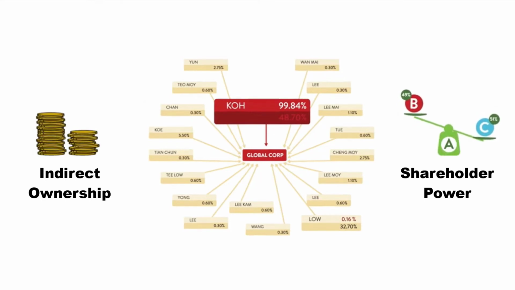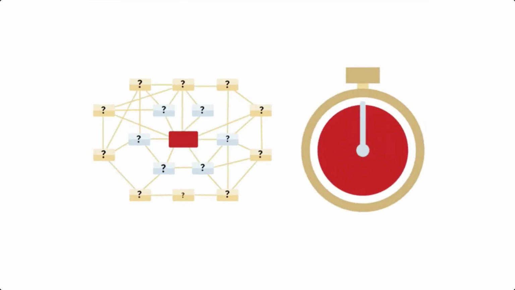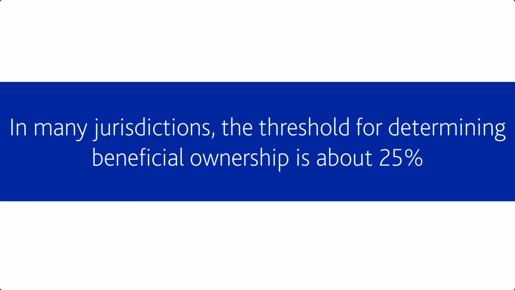Revealing controlling owners has always been important, but the work has been complicated and time-consuming, with direct ownership only addressing the aspect of ownership power and not providing the details of shareholder power and indirect ownership. Let's look at one of the possible applications: identifying the beneficial owners of a company. The definition of beneficial owners varies from jurisdiction to jurisdiction. In many jurisdictions, the threshold for determining beneficial ownership is about 25%.